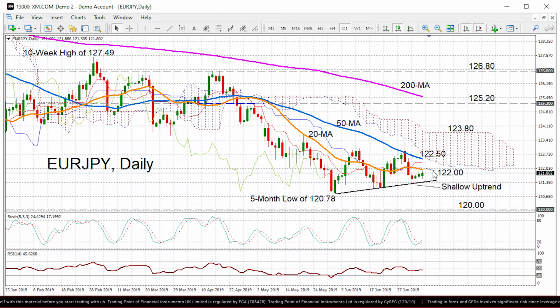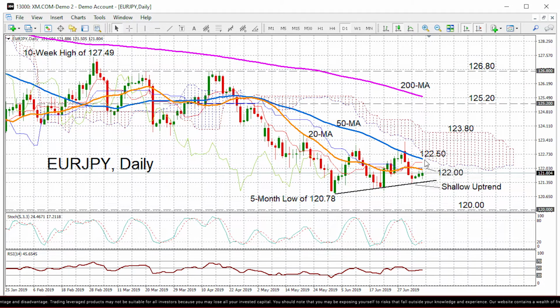But if we do see the positive momentum gaining traction, there's likely to be resistance initially at around 122. So that's near both the 20-day moving average as well as the Kijun Sen line of the Ichimoku cloud. Higher up, we've got another potential resistance around 122.50. So that's where the 50-day moving average currently is.